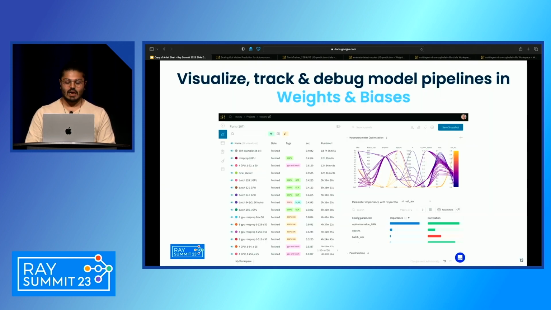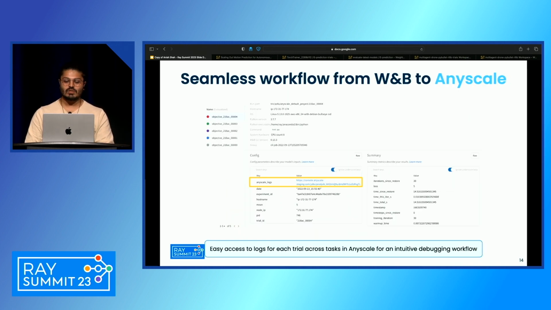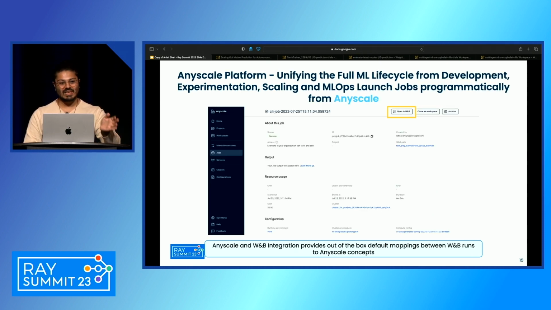We provide tools to make it very easy for you to visualize, track, and debug your model pipelines in Weights and Biases, while also ensuring a full connection not only from Weights and Biases to Anyscale, but from Anyscale to Weights and Biases. So you have this dual connection to easily go to the right dashboard as it relates to your need in hardware investigation versus ML management and ML investigation.